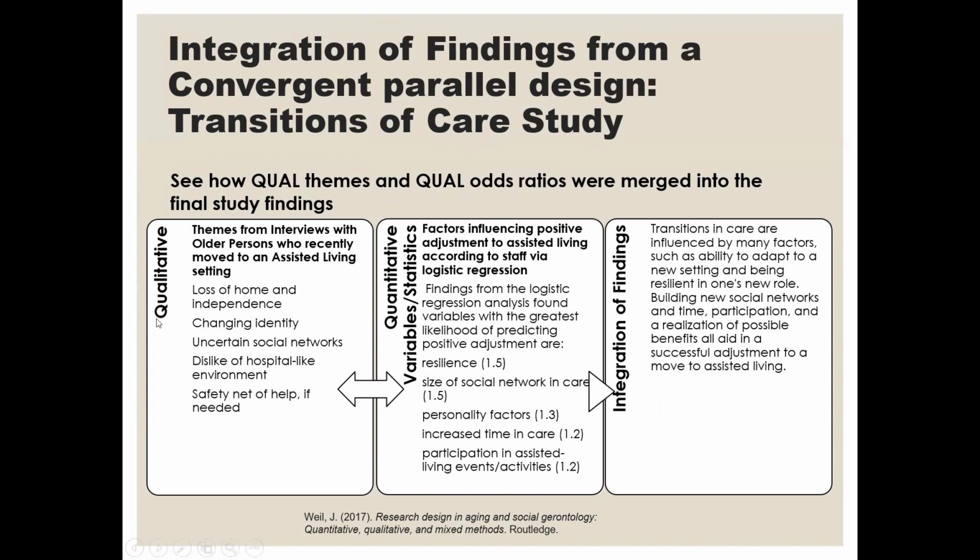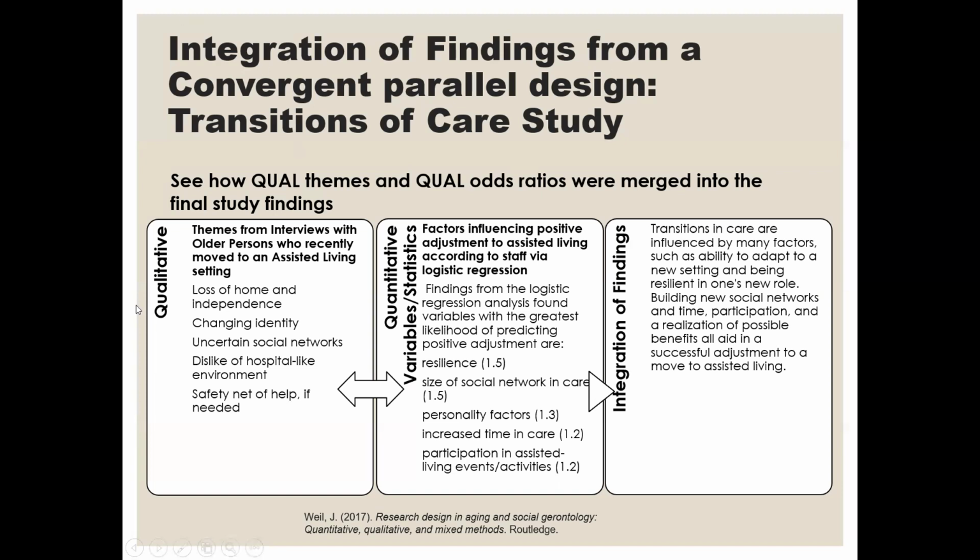So we know what the issues were with the transition in terms of feeling and ideas. We understand what was the most vital when we did logistic regression, and we're taking the qualitative and quantitative and we're merging it. And what are we finding? Right? We're finding that transitions in care, mixing both methods, are influenced by many factors. There's the resilience from the quantitative odds ratio, right? Anything more than one is a greater benefit. And that having social networks, participation, giving people time are all benefits to adjusting to assisted living.